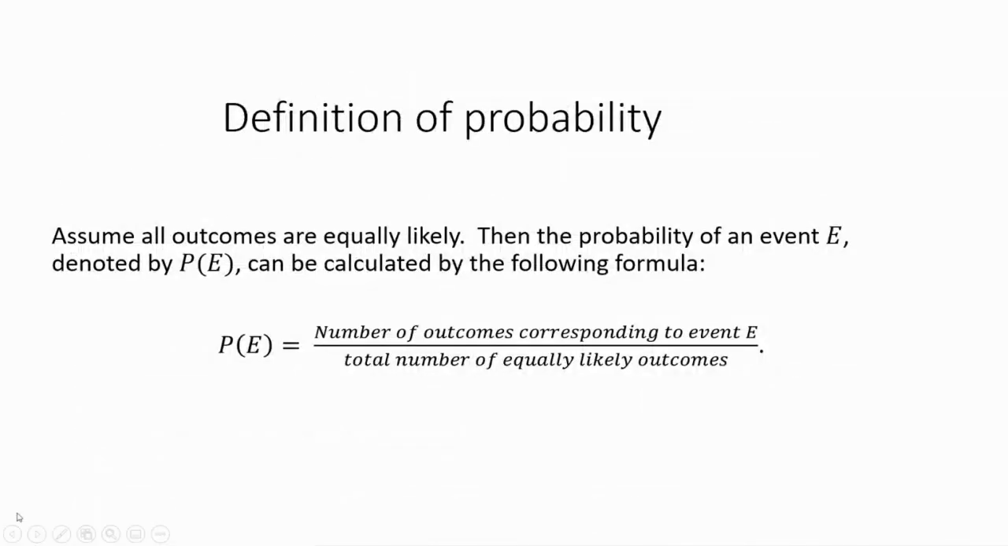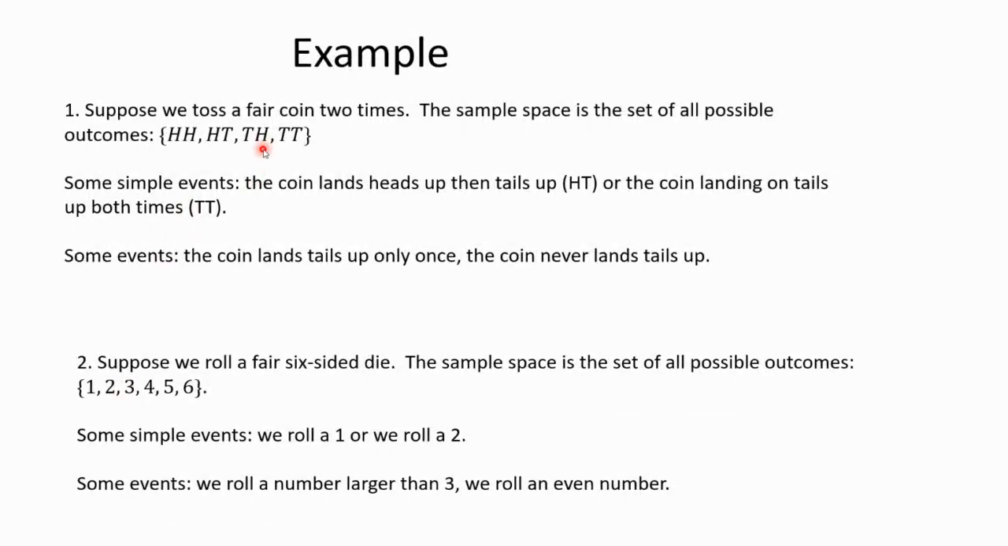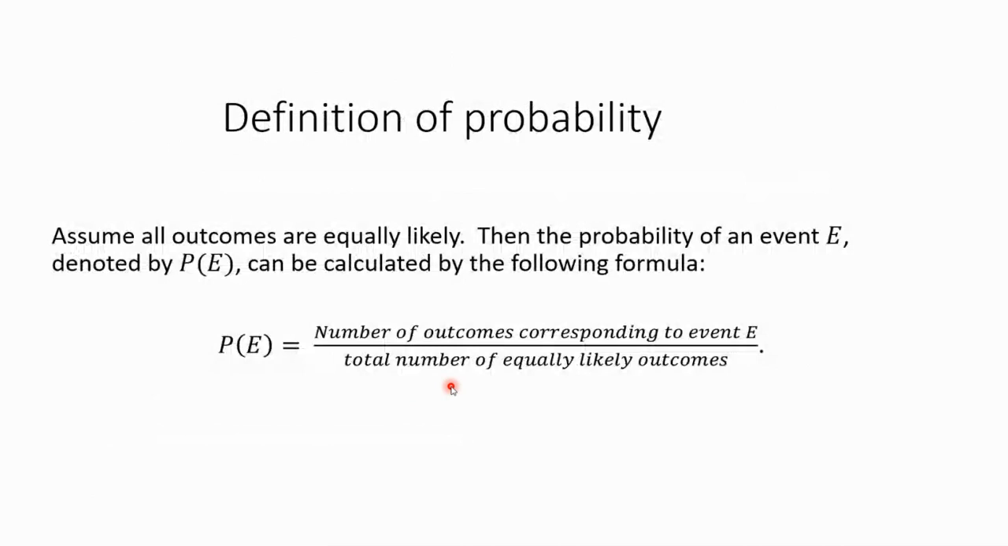Well, let's get to the actual definition of probability. What's nice here is that we're going to assume all the outcomes are equally likely. So if you're tossing a fair coin twice, any of these outcomes are equally likely. You're just as likely for the coin to land tails up twice as it is to land heads up twice. If you're rolling a fair six-sided die, you're just as likely to roll a 2 as you are a 4 or 3 or whatever. There's no cheating here, so to say.